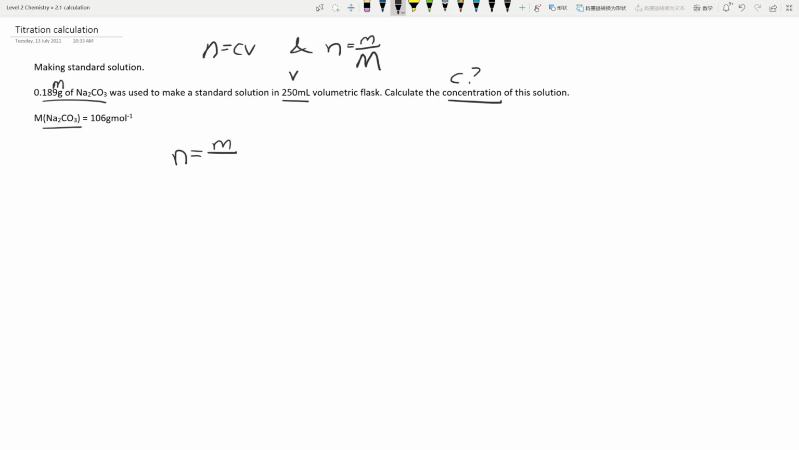Whenever you see grams, we always want to convert that grams to moles. How do we do that? You just use the grams divided by the molar mass, because the molar mass is always given to you. So 0.189 divided by the molar mass, I'm just going to do it on my calculator. You can do it on your calculator as well.